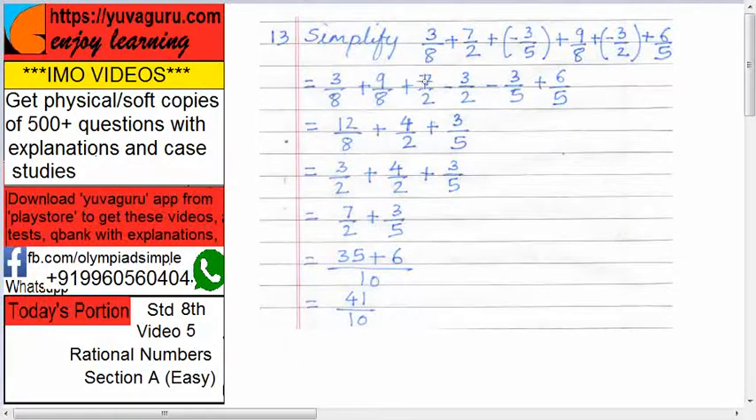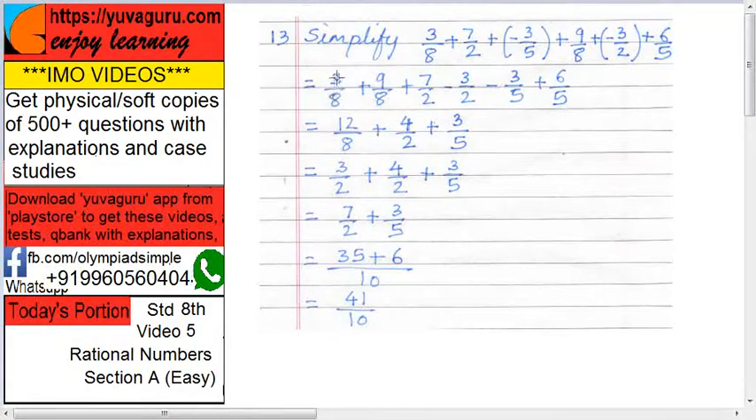Next is simplify. 3 by 8 plus 7 by 2 plus minus 3 by 5 plus 9 by 8 plus minus 3 by 2 plus 6 by 5. Now you have to solve this. Always follow the BODMAS rule. First open the brackets, then the remaining thing.